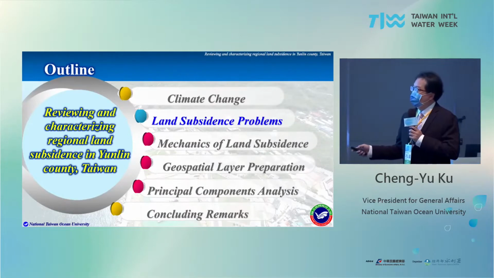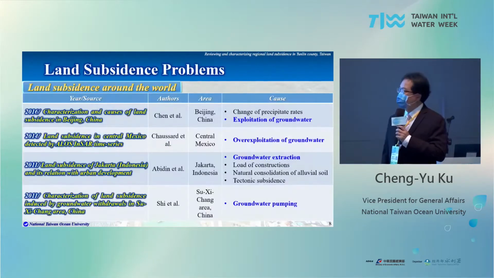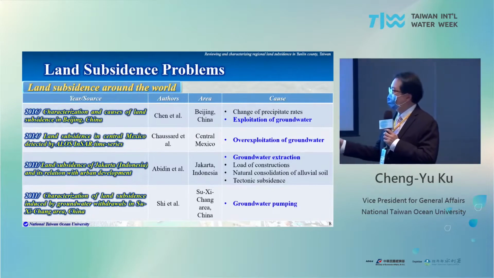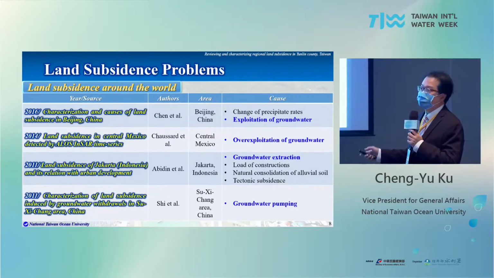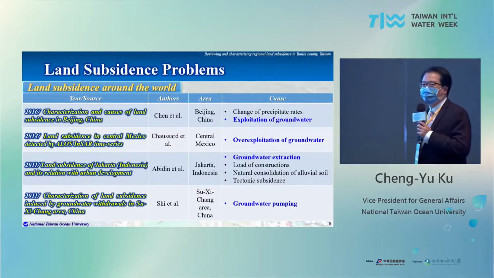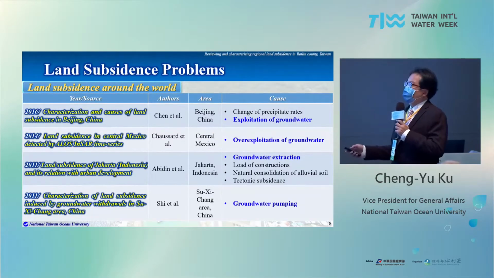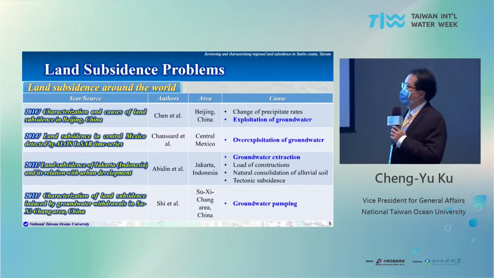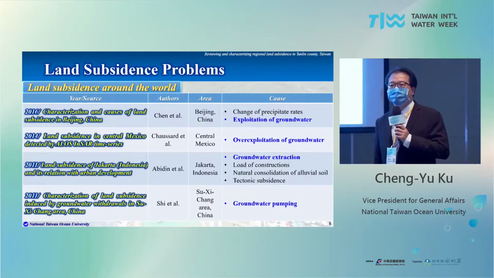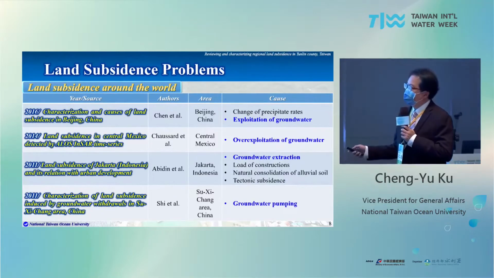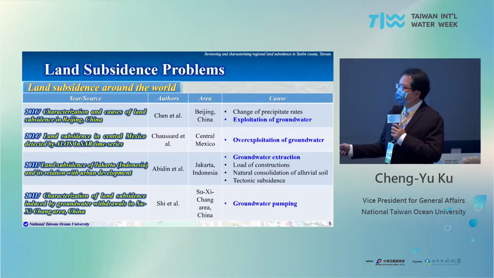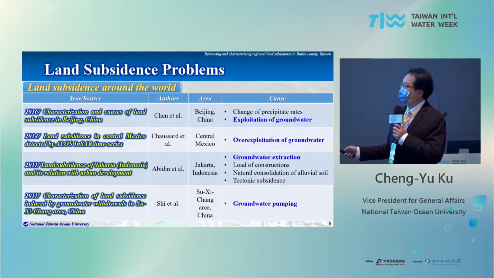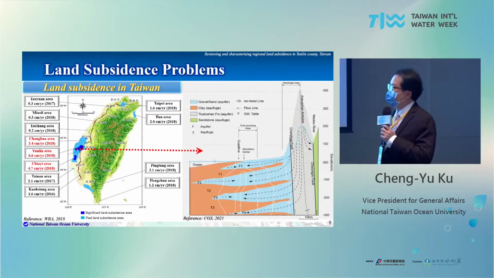And then we look at the land subsidence problem within the world and Taiwan. I don't want to talk too much about other countries because land subsidence is quite a popular disaster in other countries, such as China, Mexico, and Indonesia. And the first speaker talking about the South Asian countries, we all encounter the land subsidence problem. Most of the problem is caused by overuse of groundwater. Even in China, Mexico. In Taiwan, we also have this kind of problem.